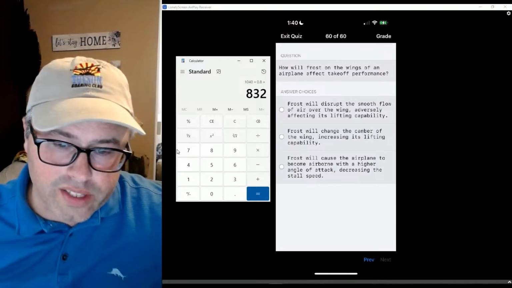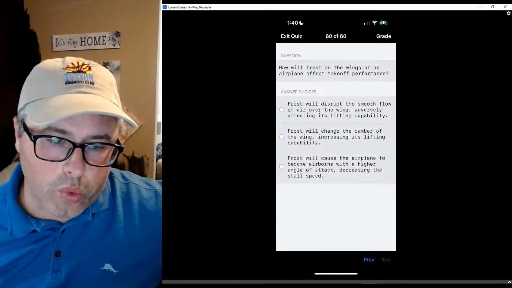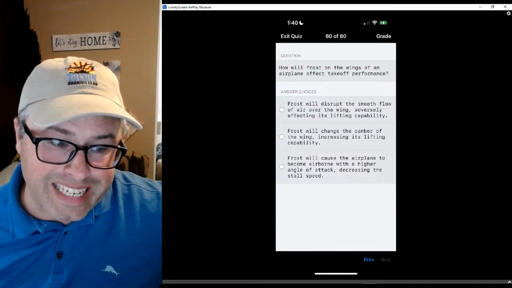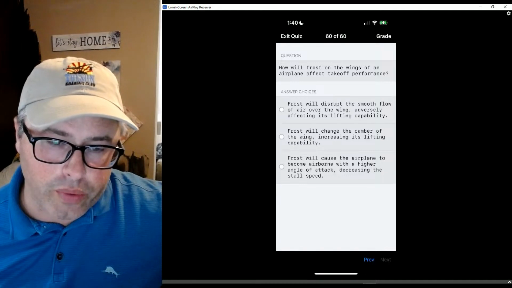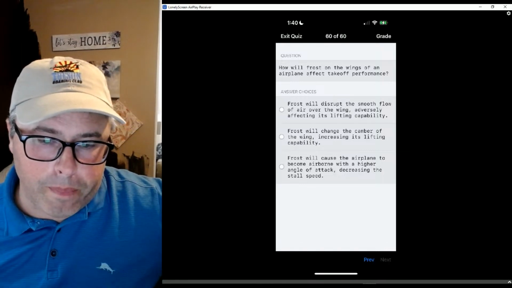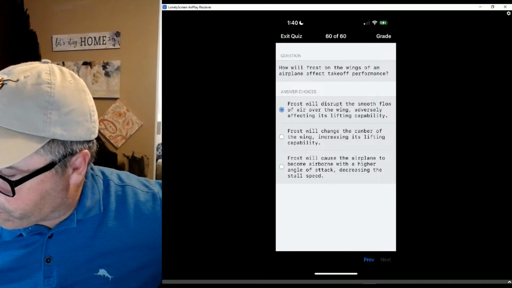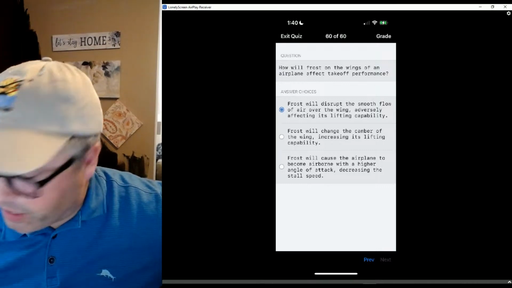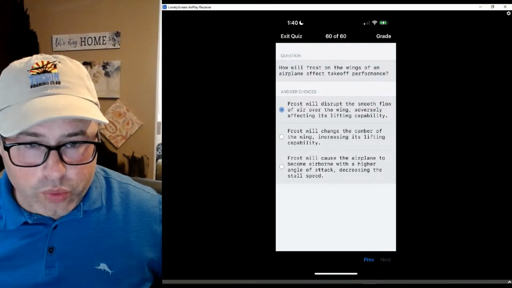Frost will cause the airplane to become airborne with a higher angle of attack, decreasing the stall speed? That's a benefit there? Oh my gosh. No. Decreasing the stall speed, no. Disrupt the airflow, adversely affecting the lifting capability. Always bad. Oh, holy cow. That was it. That was question 60.